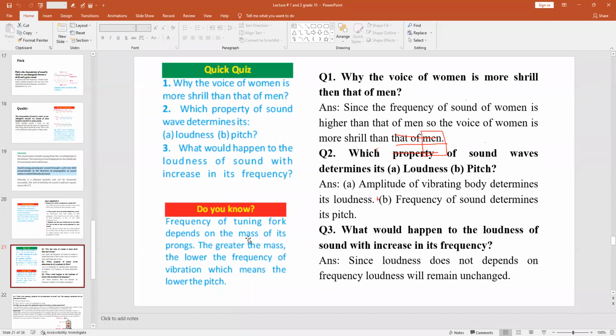Okay. Now there is a side information, that is, do you know the frequency of a tuning fork depends on the mass of its prongs, right? If you have more mass, then the frequency will be less. The greater the mass, the lower the frequency of the vibration, which means the lower the pitch. Obviously, when the mass is greater and you start it to move, it will move with a very low frequency, because the mass is heavier. But if the mass is lighter, you just strike it on any surface, it will move with a very high frequency because of its lighter mass.